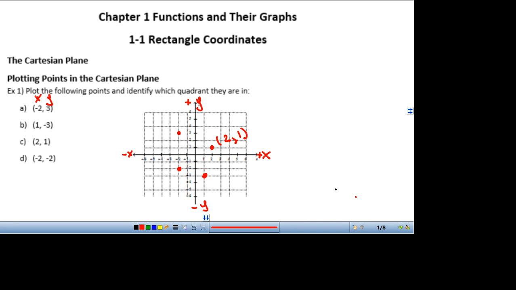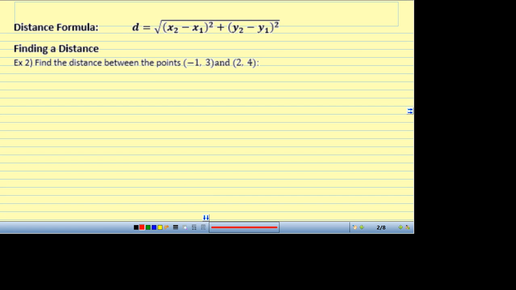Moving along to the next slide. I've got distance formula. Distance formula is pretty simple. So to do the distance formula, I've got it up here. D equals square root of x2 minus x1 quantity squared plus y2 minus y1 quantity squared.